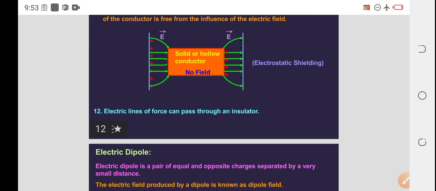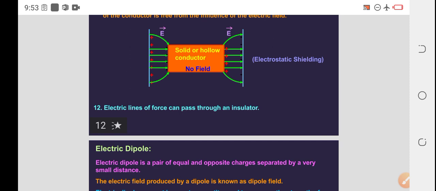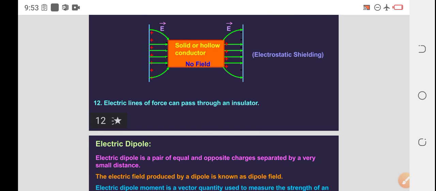And the 12th one is that electric lines of force can pass through an insulator. So the field lines can pass through an insulator.